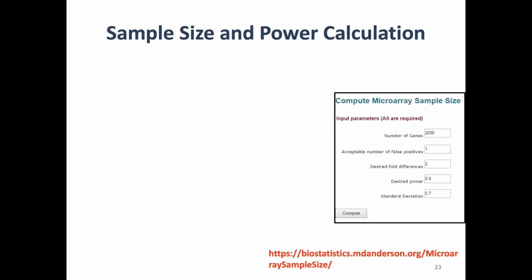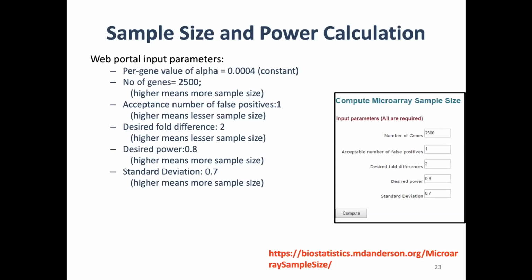And I found a very interesting online tool from MD Anderson, and you can go to this link and play with this web portal. There are multiple factors that affect the power and sample size. They are affected by the number of genes that are used in the array. How many genes?